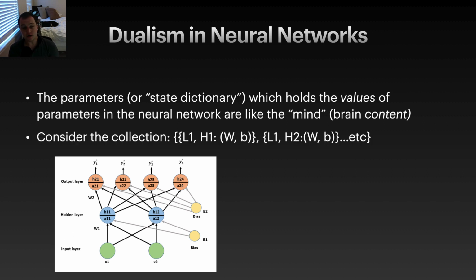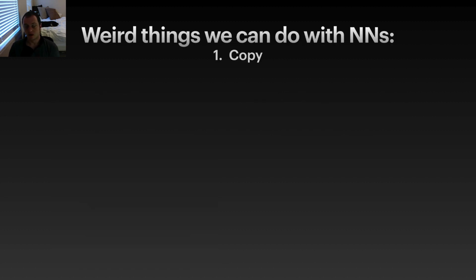And if you consider the collection, so this is just like a set, the collection of all weights and biases in the network. So this would just be the set of all weights and biases from each layer, from each artificial neuron. This is literally like the mental state of the neural network to a certain extent. So as a result, with this in mind, what you can see here is we can do a lot of weird things with neural networks.